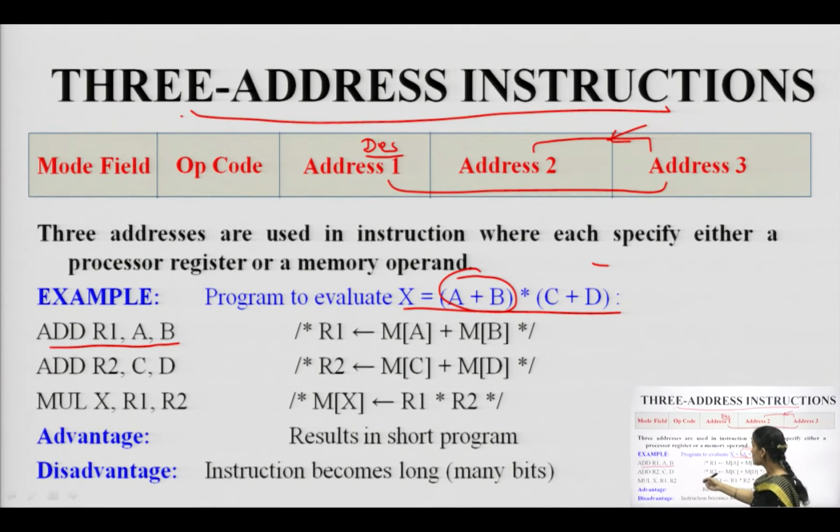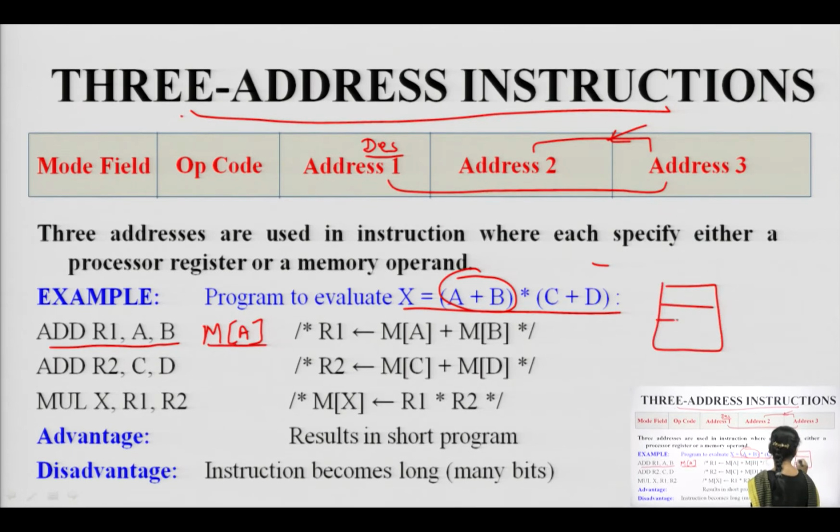This A means memory at address A, value of A. Suppose this is my memory, then at address location A, what are the contents? They are represented by A. Then at address B, what are the contents that are represented?